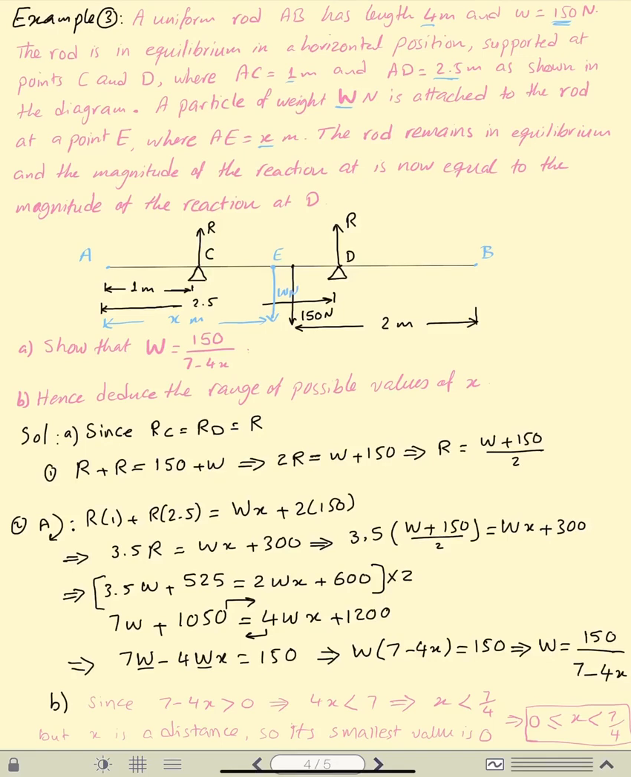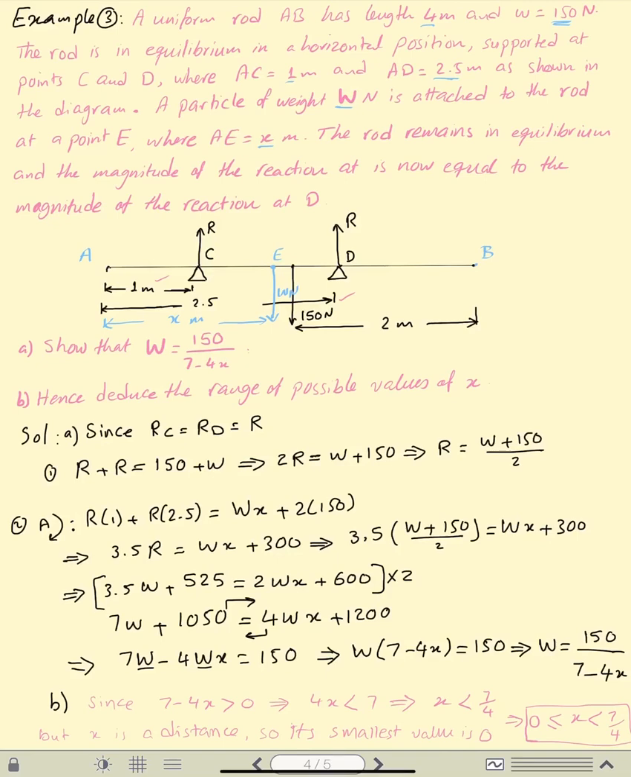A uniform rod AB has length 4 meters and weight 150 newtons. This is very common in the past papers. The rod is in equilibrium in a horizontal position, supported at the points C and D, where AC is 1 meter. Draw. While I'm reading, I'm drawing. I did draw already. AC is 1 meter, AD is 2.5 meters, like shown in the diagram.